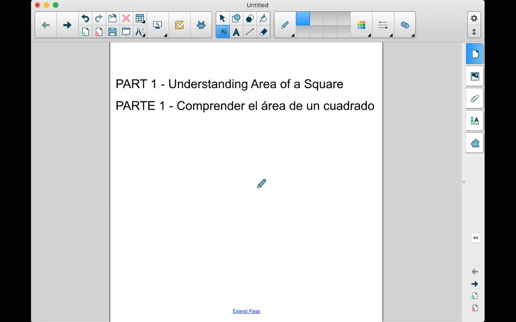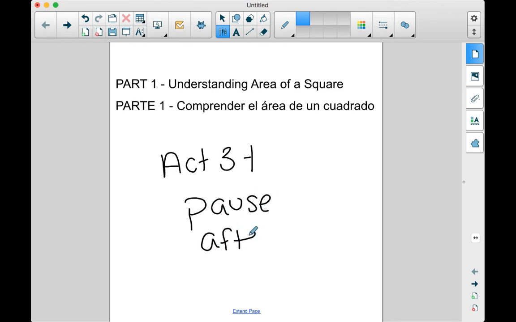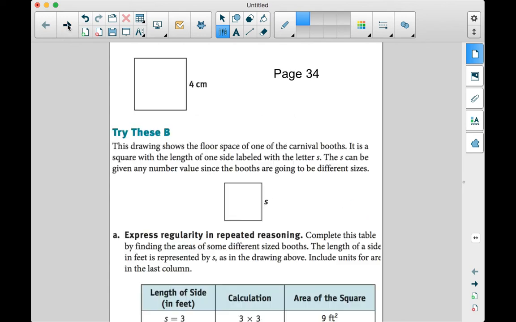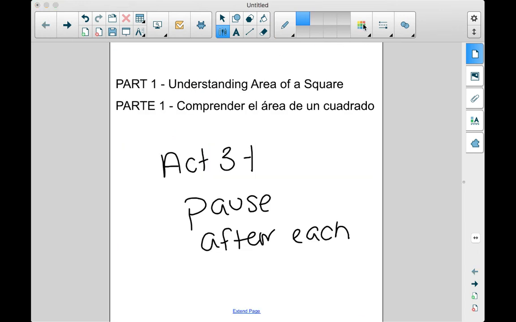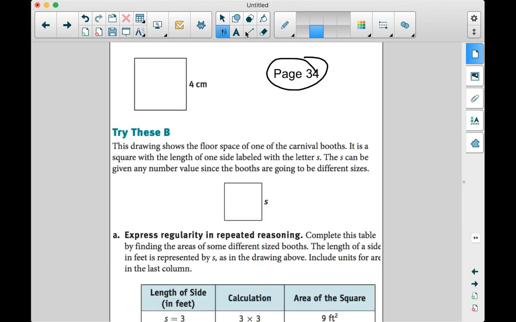Okay, so we're going to work through these three main parts as we go through activity 3.1. And then I want you to pause after each part. We're going to start with, I want to point out that this is page 34 in your book. And the first concept that we're going to get into is understanding the area of a square. So that's our first big thing.